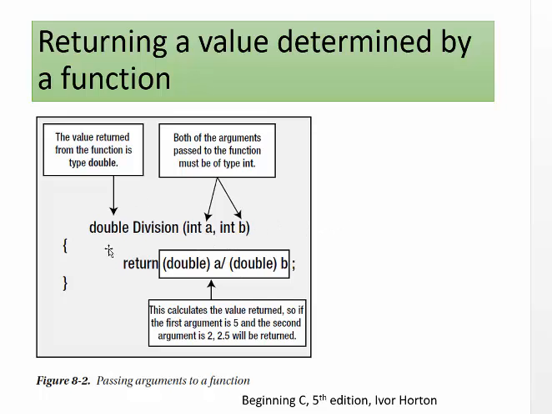And then it says I'm going to return a type double. So within the body of the function, I have to say return, and it's got to be something that calculates to a double value, and that will be the answer returned by the function to the main calling program.